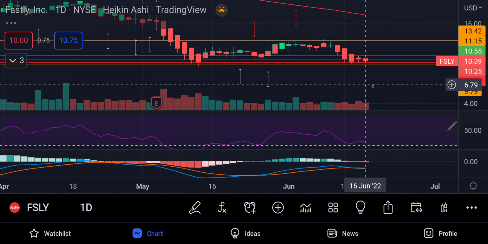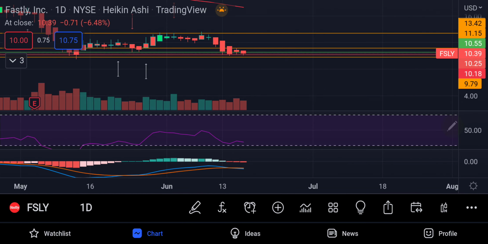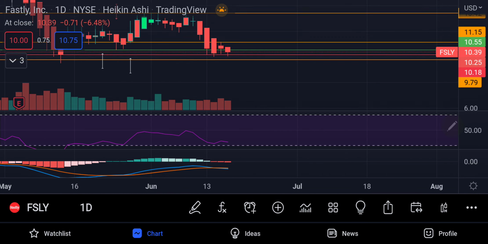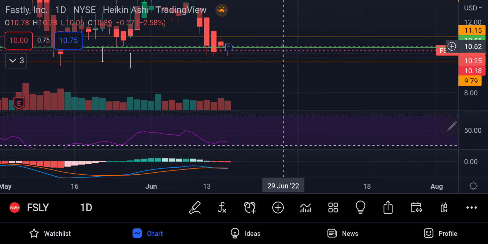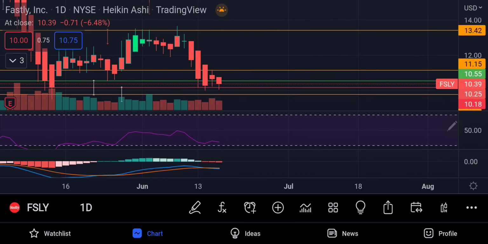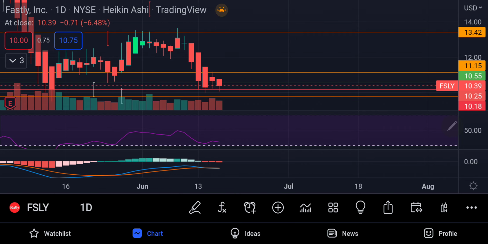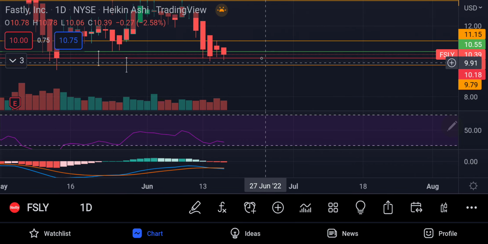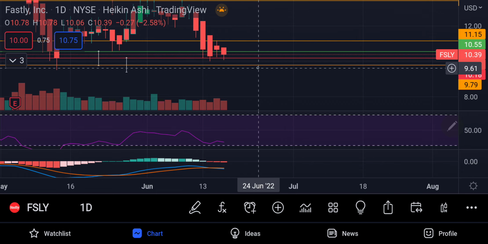So looking at the chart on TradingView, essentially I am going to be entering at 1055, this green line. My first target, 1115. Next target, 1342. My exit or my stop loss is going to be 1018 down here. If this one continues into a downtrend and breaks that, my target price for that is going to be 979.